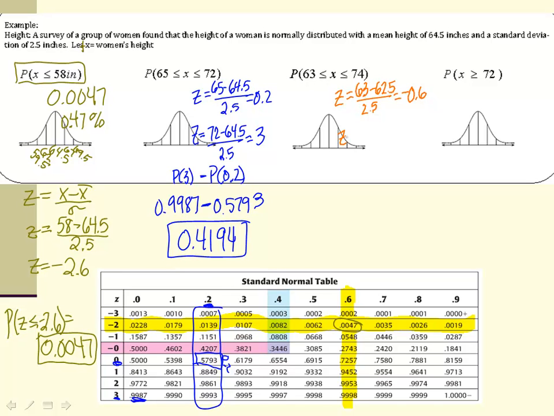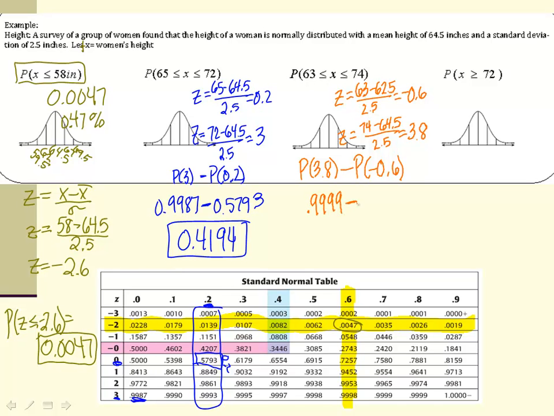My z-score for 74 is 74 minus my mean divided by my standard deviation, and that's 3.8. Okay, so we're going to do the probability of 3.8 minus the probability of negative 6/10. That will give us the probability of 74, taking away the probability of it being less than 63. So if you use your table, for 3.8, find 3 along the left column, and then go all the way over to 0.8, and that's 0.9999. And we're going to subtract from that.